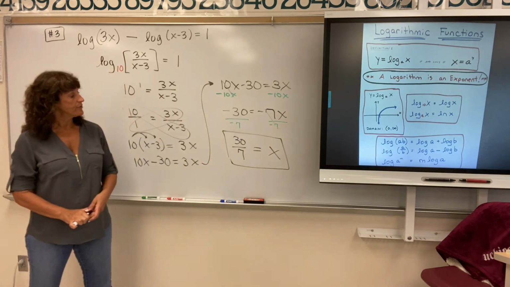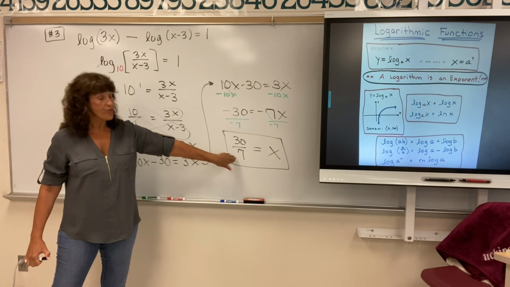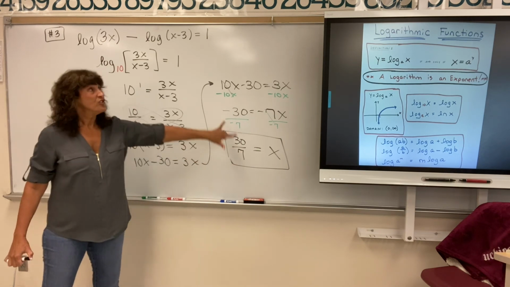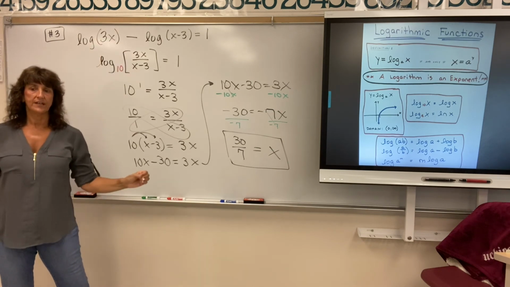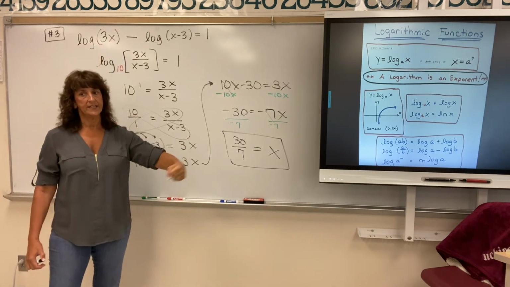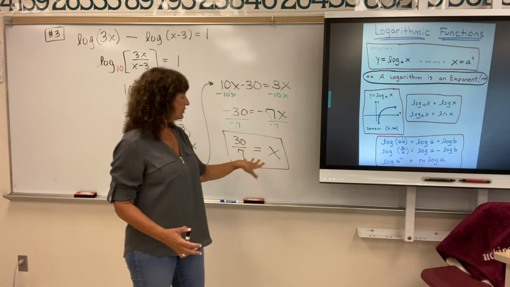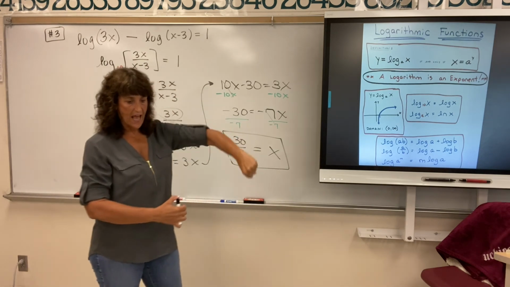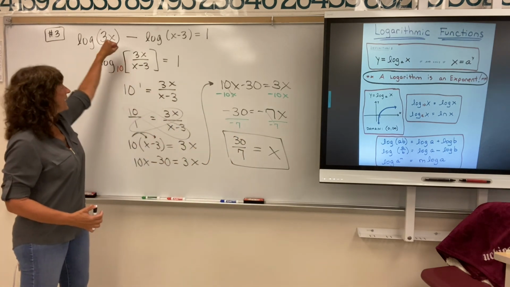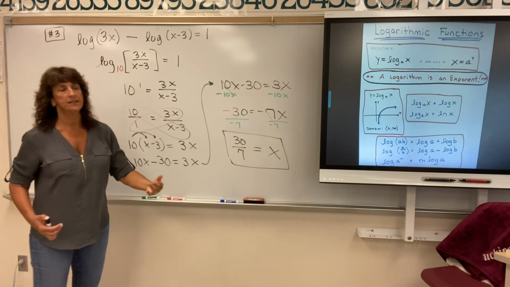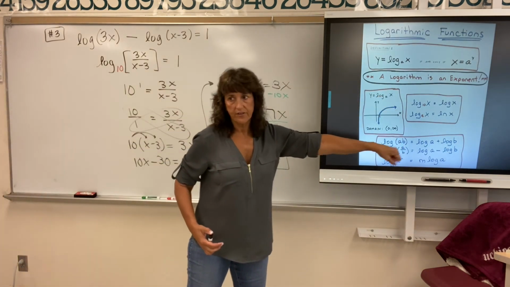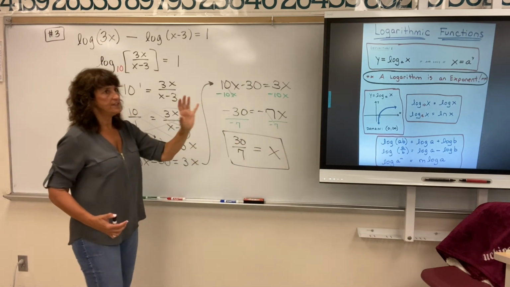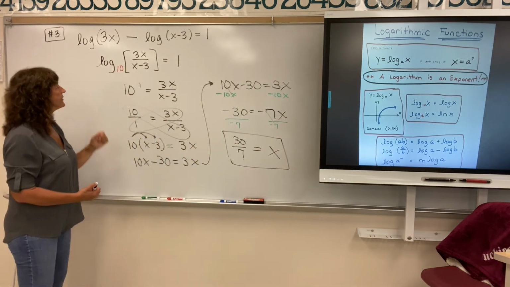And just as in the other examples, you should take your answer, 30 over 7, and substitute it back into the original equation to be sure that we're not taking the logarithm of a negative number. You can have a negative number to represent x, but when you plug it back in, you can't take the log of a negative. Negative numbers are not in the domain. You can only take the log of a positive number. 0 to infinity is the domain of your logarithmic functions.